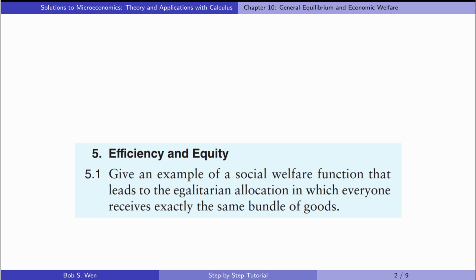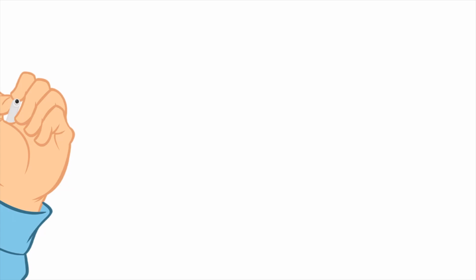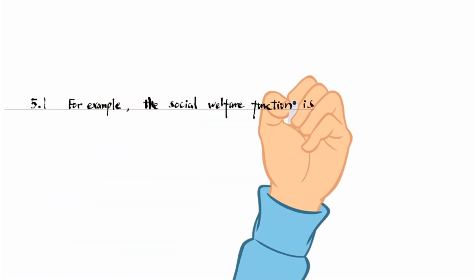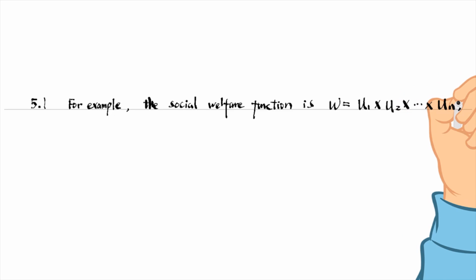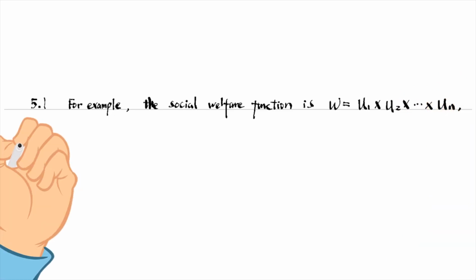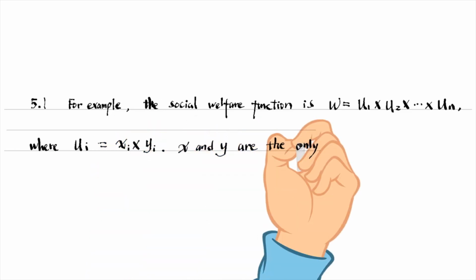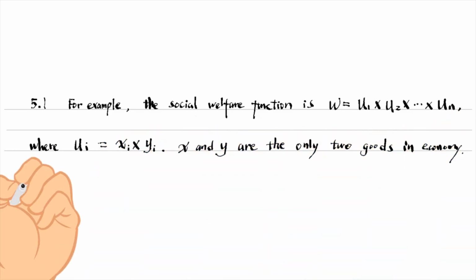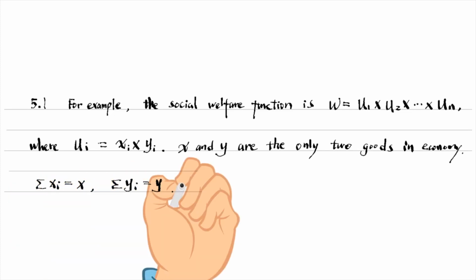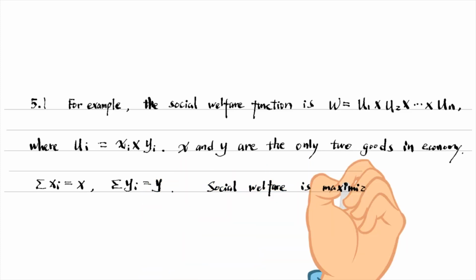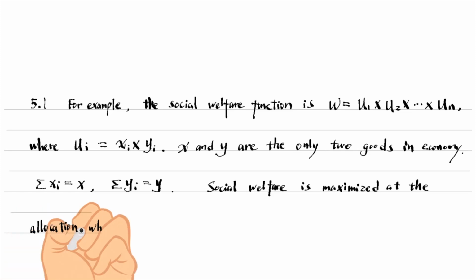Let's answer exercise 5.1. Give an example of a social welfare function that leads to the egalitarian allocation in which everyone receives exactly the same bundle of goods. For example, the social welfare function is W equals U1 times U2 times ... times UN, where Ui is the individual utility function. It equals Xi times Yi. X and Y are the only two goods in the economy. Social welfare is maximized at the allocation where everyone receives the same bundle of goods.